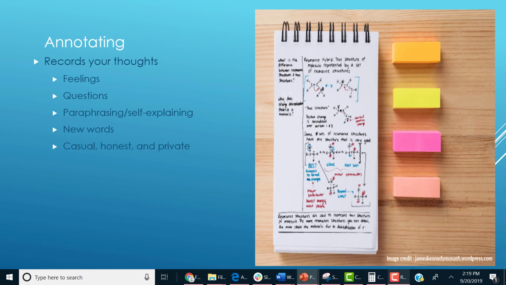And unlike note-taking, annotating is usually a little bit more casual. It's typically much more honest because we're recording our feelings, not just the hard facts and data. And most of the time, annotating is thought of as something private, something that you wouldn't necessarily share with someone else because, after all, it's a record of your thoughts and feelings.